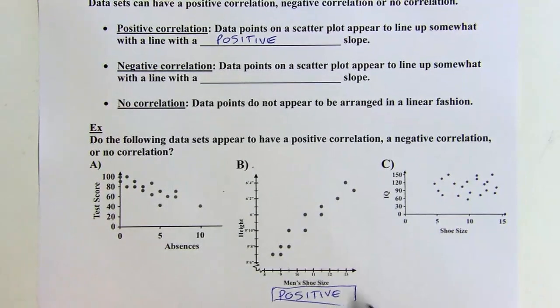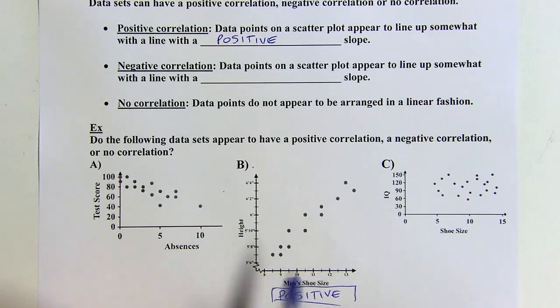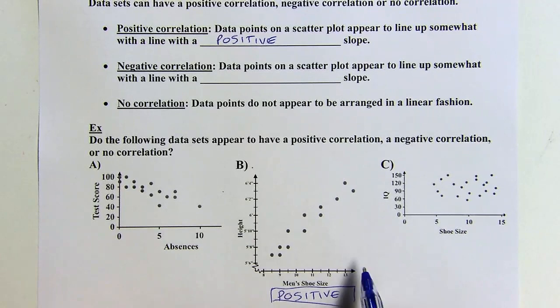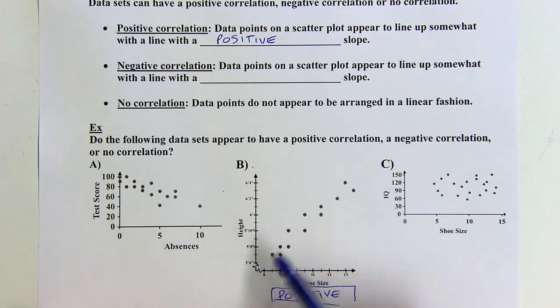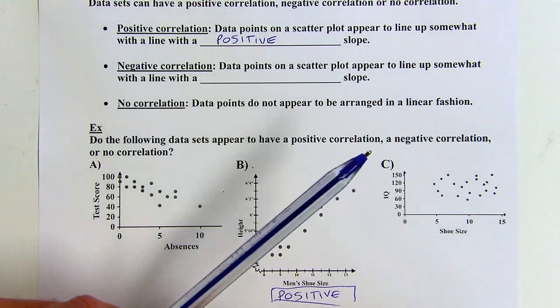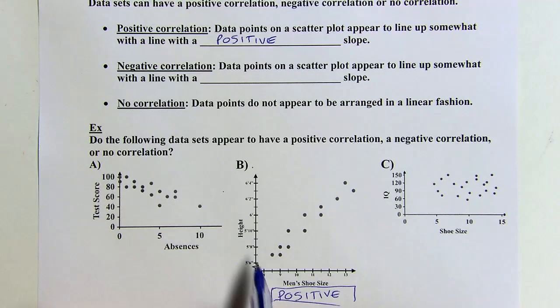It's men's shoe sizes and heights. In general, the shorter people are going to have smaller shoe sizes and the taller people would have bigger shoe sizes. It's not an exact formula, but that's in general what's going to happen. So there's a positive correlation between shoe size and height.